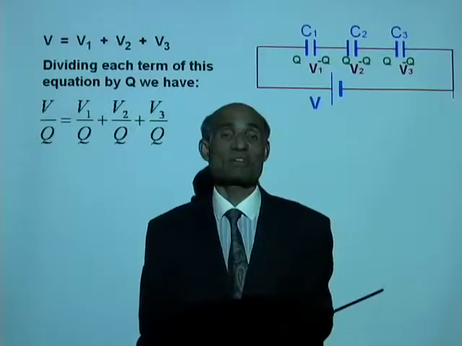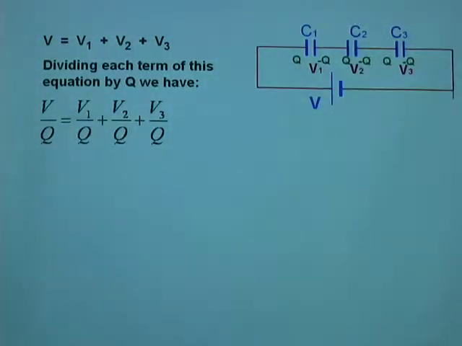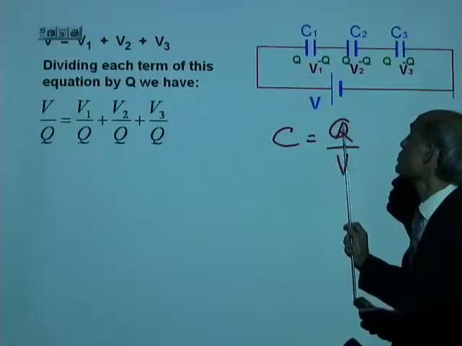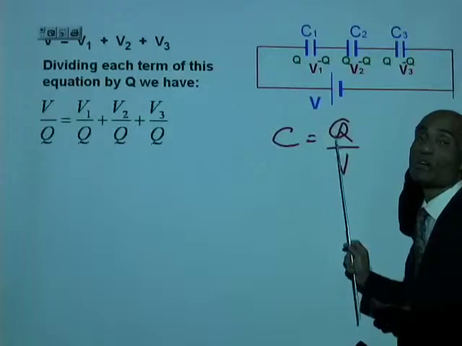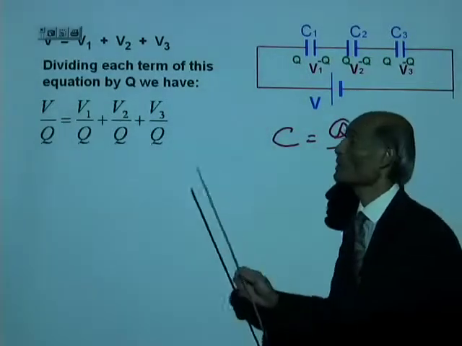V3 divided by Q. Well, I hope you remember the fundamental equation of the capacitance, which is C equal to Q over V. Is that right? That is the fundamental equation for capacitance. Capacitance is Q over V, where Q is the total charge and V is the total potential.